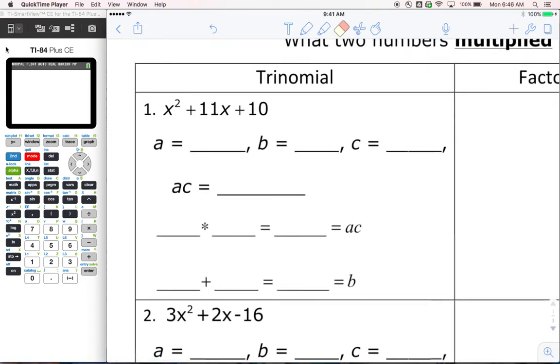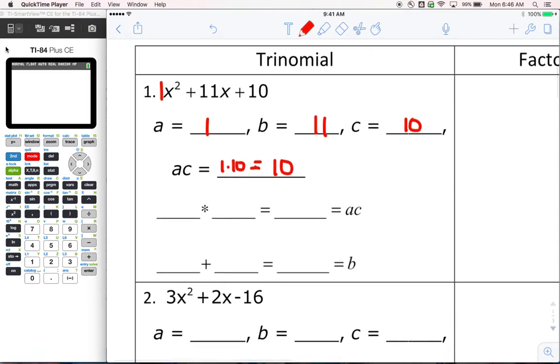When we're looking at factoring, we pay close attention to our a, b, and c values. So a is the number with x squared, so a is 1. b is the number with x, so in this case b is 11, and c is the number at the end, the constant, and that number in this case is 10. Now AC, can we tell that this is multiplying? A times c, so what's the product of AC? Well, that's going to be 1 times 10, which is just 10.